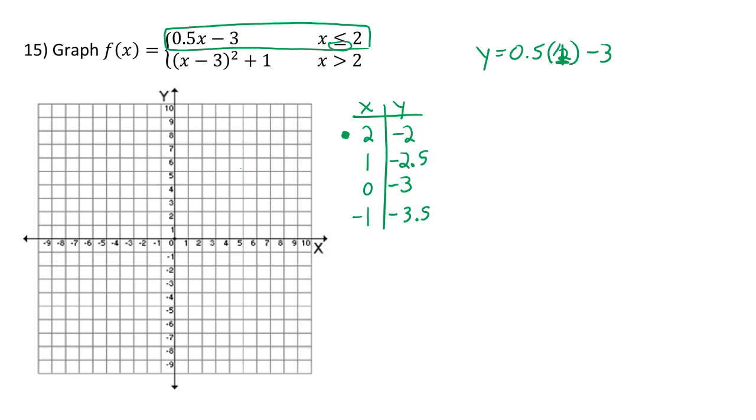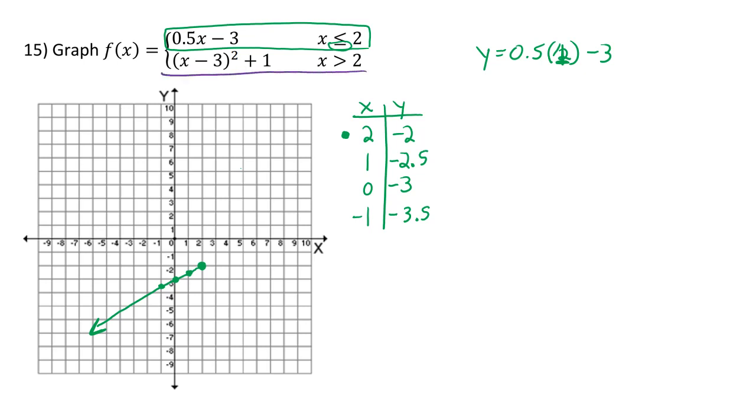So I'm going to go ahead and graph that. So at positive 2, negative 2, I'm going to have a closed dot. At 1 and negative 2.5, it will be right here. And at 0, negative 3, and at negative 1, negative 3.5. Now this said x is less than or equal to 2. So it's using all the x's that are less than 2, so it's going to continue this way, and I don't want to forget to draw my arrow.